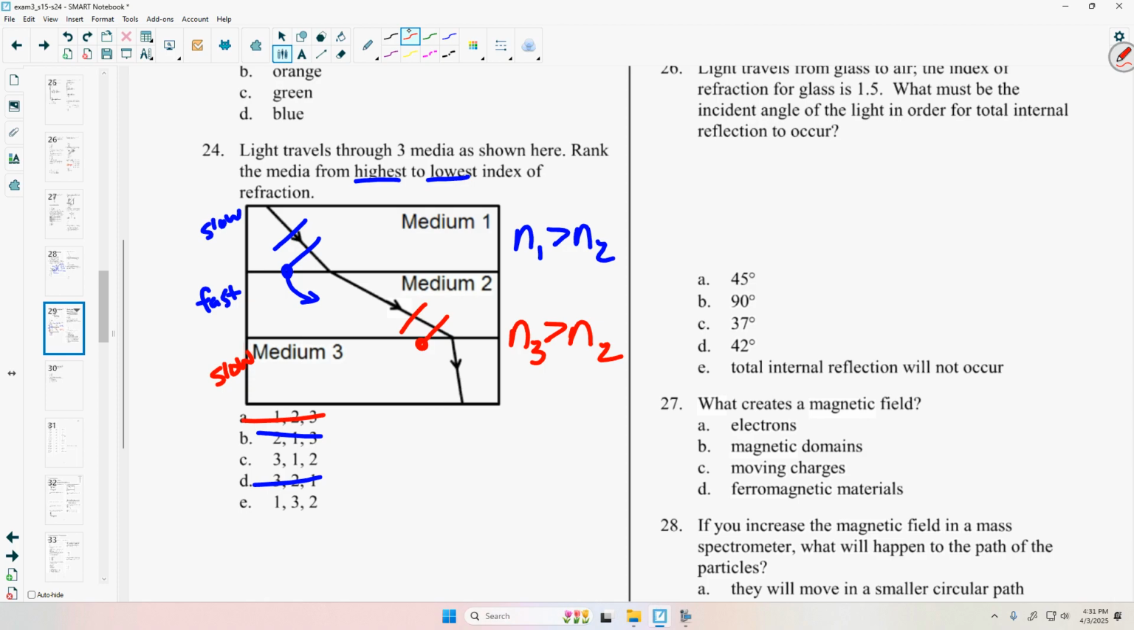I really recommend that you do it that way. Go through and remove options as you determine that they're not correct. That's a great way to approach ranking problems, because sometimes you'll get to a point where you just have one option. You don't really need to complete the problem.